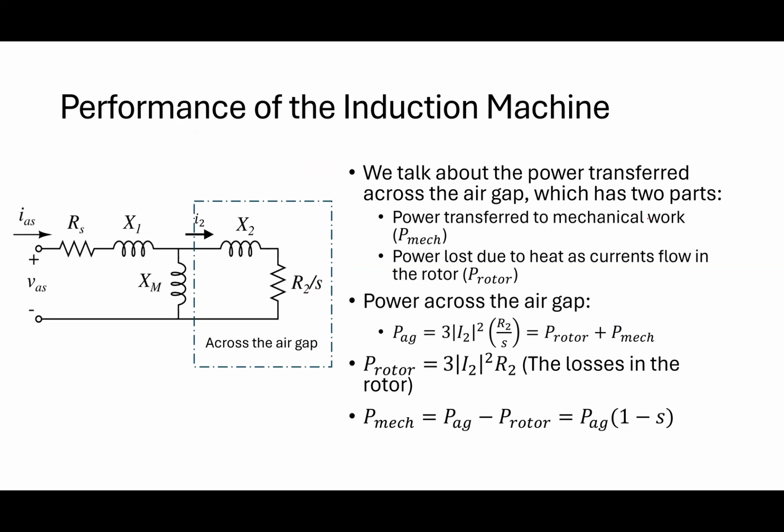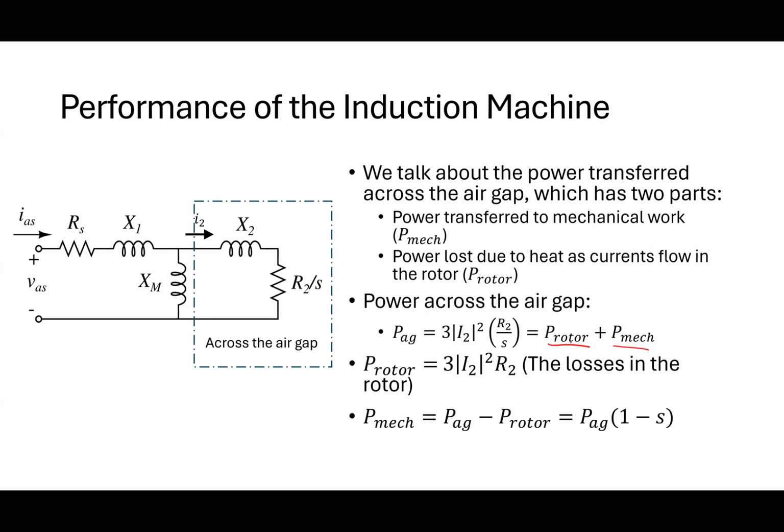All right, so there's two things that are going on here. What I said is there's the power across the air gap. That's basically, we said this thing's like a transformer, so there's the power that's transferred into that resistor. That's the power across the air gap. That's equal to the mechanical power plus whatever the rotor heating is. So the mechanical power means how much power is actually going to some mechanical work that's happening, all right?